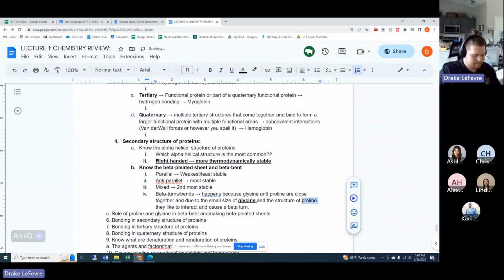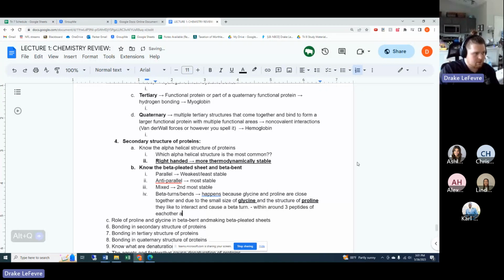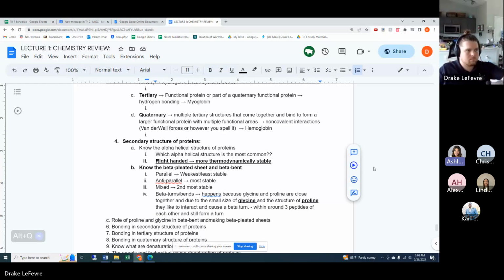When glycine and proline are together, you can end up getting a beta turn. And they can be within, I think he says, around 3 peptides of each other and still form a turn. So each bend won't be the same space from each other. You could have a really short peptide chain with 2 bends, and then it could be really long. Yeah, you could.